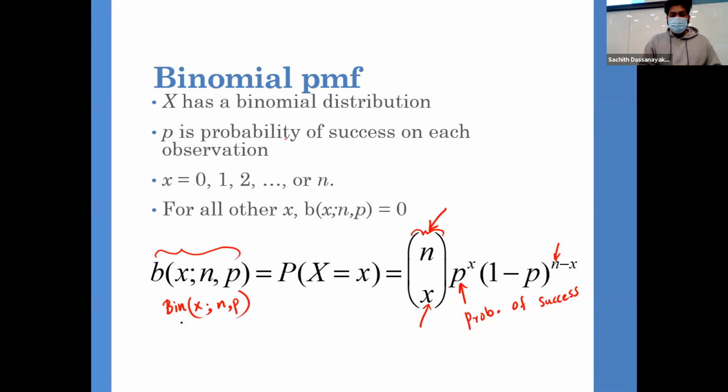Or simply you can replace this one with capital B. And also you can simply write it n comma p. That's fine. You don't need to mention the variable. Okay, clear?